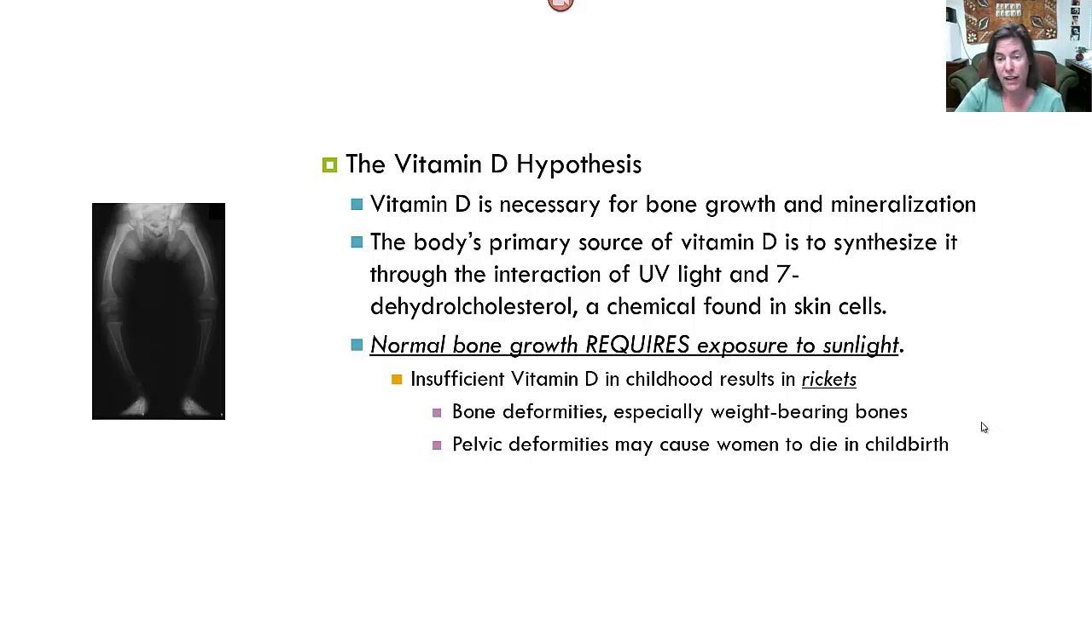You can get vitamin D from certain foods. It's available in fish, egg yolk, liver, and butter. But the body's primary source is to produce it itself.